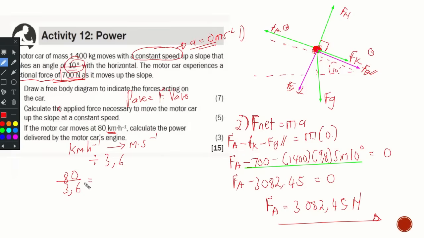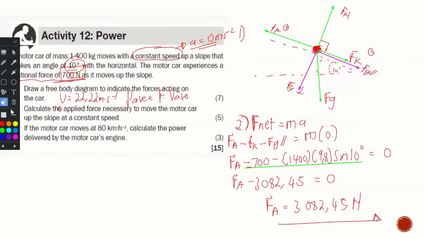And then it's going to give you 22.22 meters per second. So that's it. Always note that we divide, we do not multiply. We divide by 3.6 to get 22.22. Okay, then from here on, we should calculate the power average, the power delivered by the motor car's engine. Now that we already have the force applied, that means for number 3, we can simply do this. So I hope you have seen this part, whereby now we convert. So our velocity will be 22.22 meters per second.